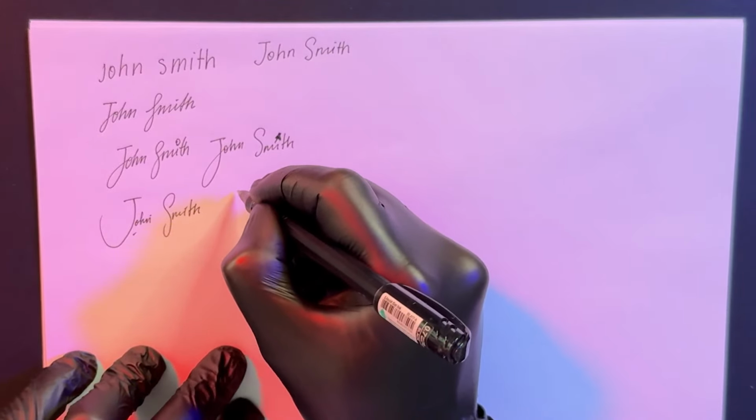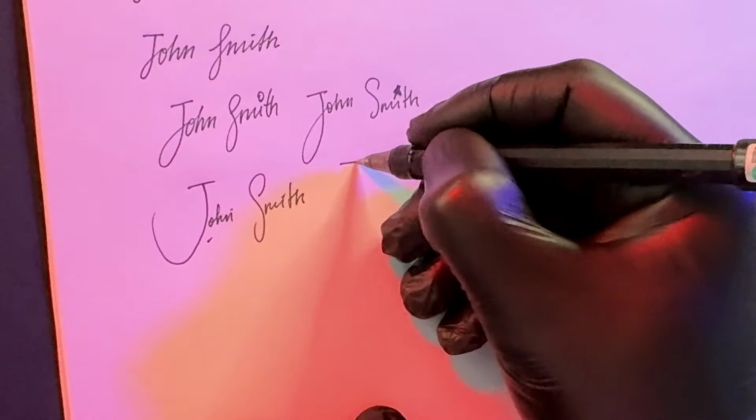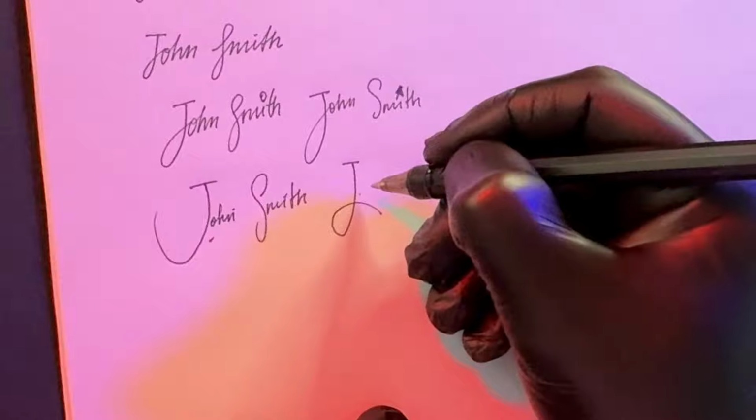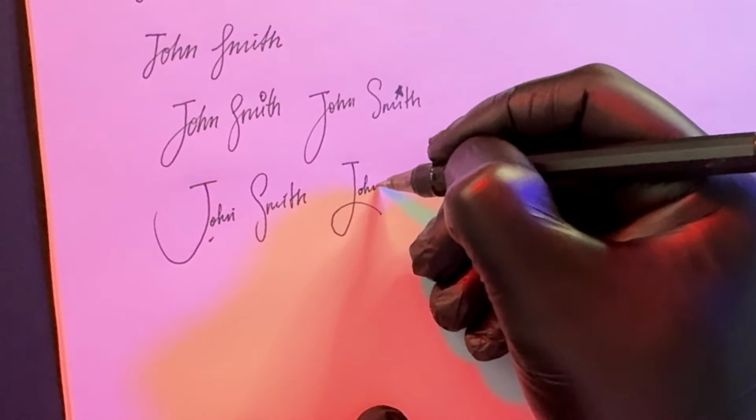We can also play with different elements of the signature, such as change the swirls of a letter J and add a line to N in John, and extend a line of H in Smith.